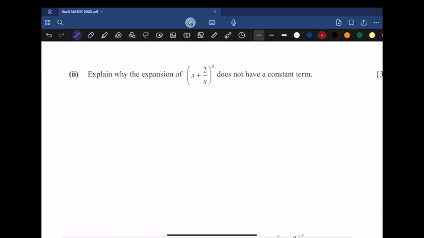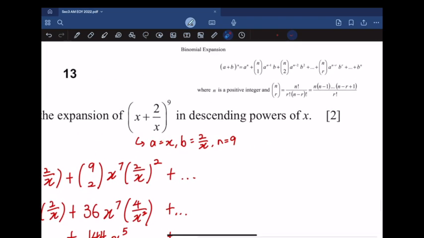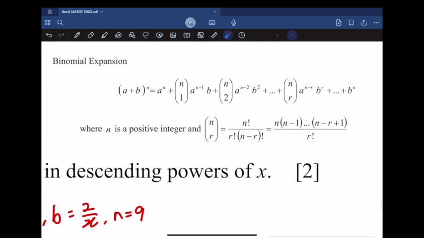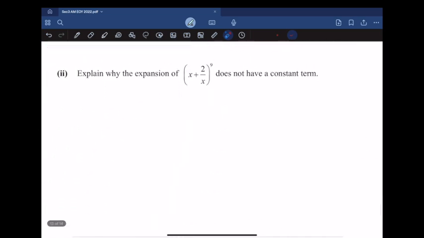Next part. Now for part 2, we analyze why this expansion doesn't have a constant term. Usually when we see questions that want you to analyze certain terms, singular terms, what we'll do is analyze the general formula to determine this. From the binomial expansion, the general formula is located here. So let's use the general formula to help us solve this question.